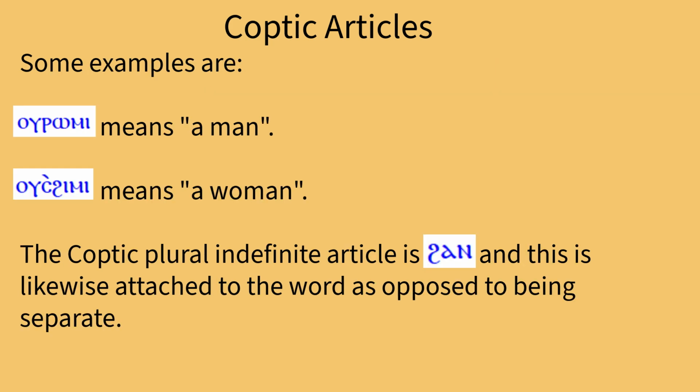So, some examples for the singular Coptic indefinite article are uromi, which means a man. And we also have another example here, uashimi, which means a woman. The Coptic plural indefinite article is chan, and this is likewise attached to the word as opposed to being separate.